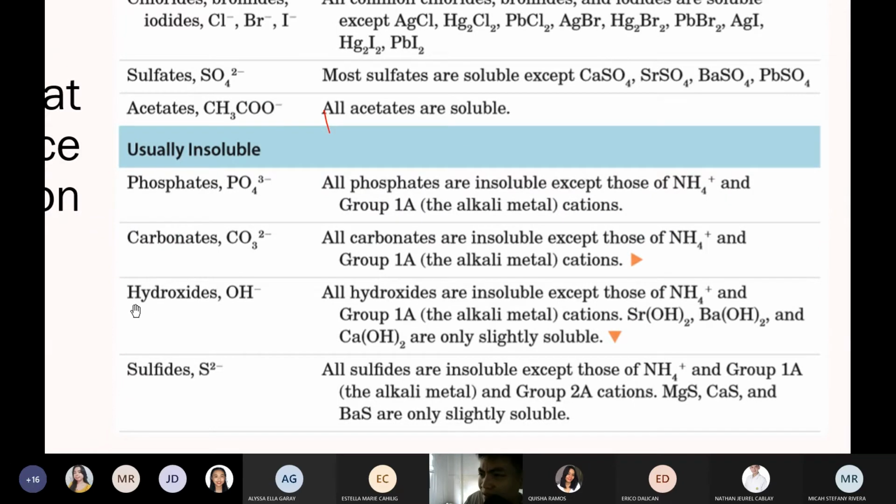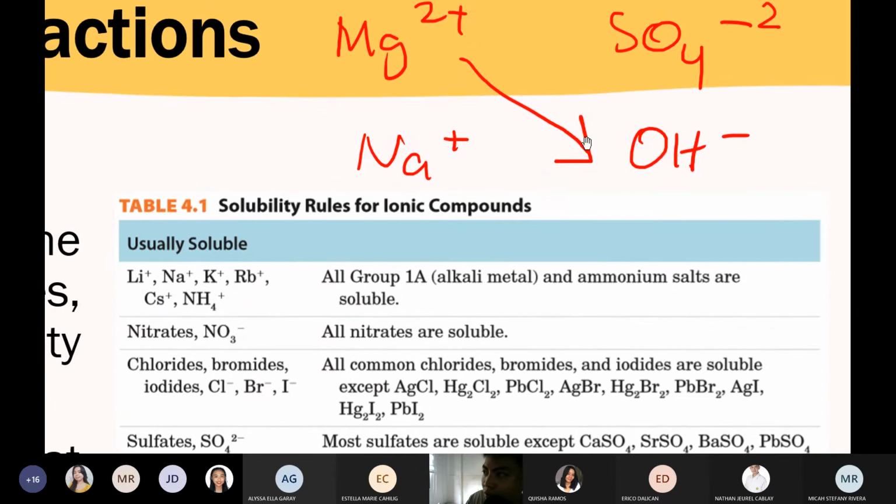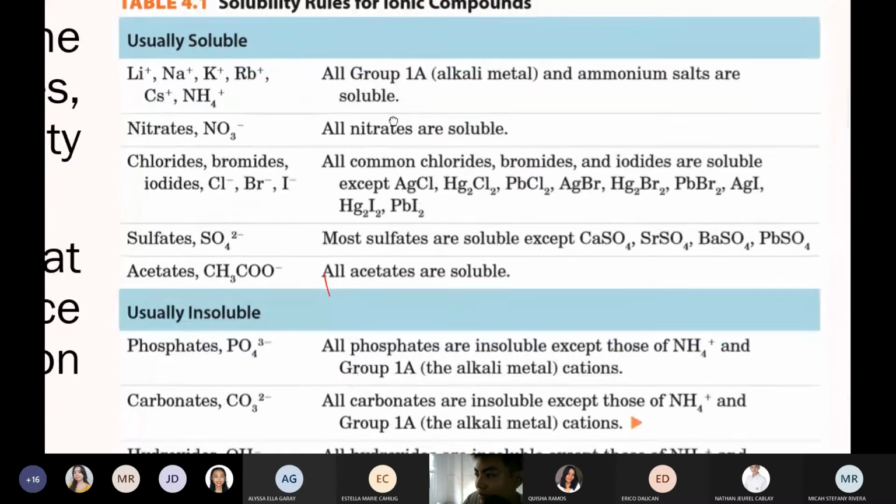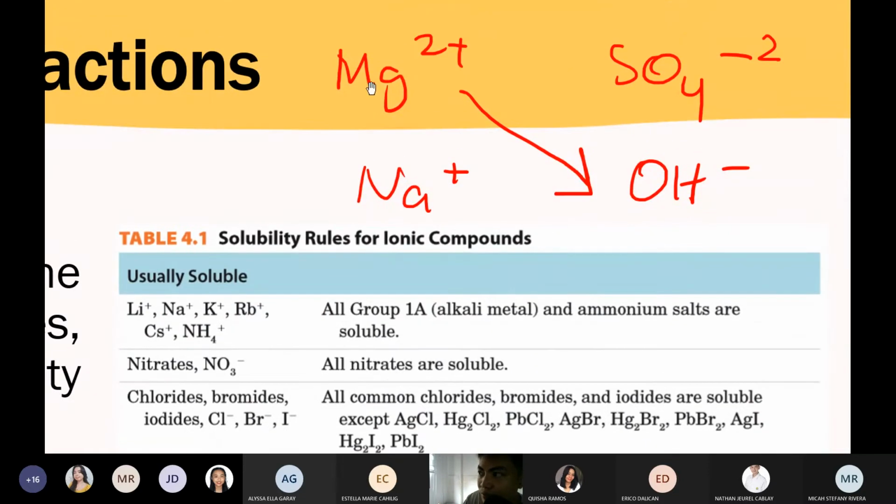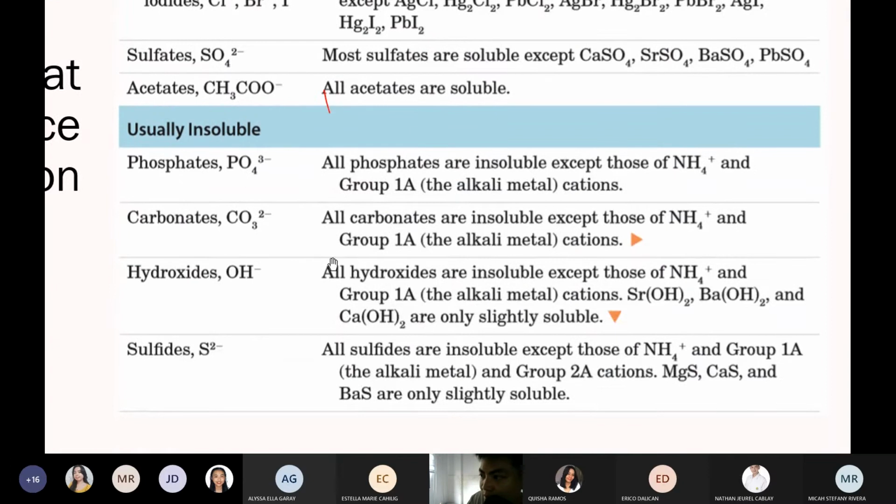Ano sabi dito? Okay. So, sabi dito, hydroxides are insoluble except when they are paired with ammonium, group 1, strontium, barium, and calcium. Okay? Sino yung pinartner natin kay OH? Si magnesium. Si magnesium ba ay ammonium? Hindi. Si magnesium ba ay group 1 metal? Hindi. Si magnesium ba ay strontium? Hindi. Siya ba ay barium? Hindi. Okay? So, ibig sabihin, itong magnesium, it will form precipitate kasi hindi niya nasunod yung exception.